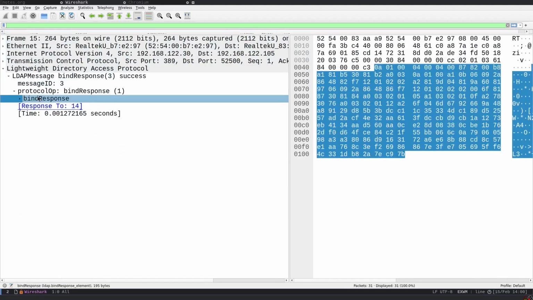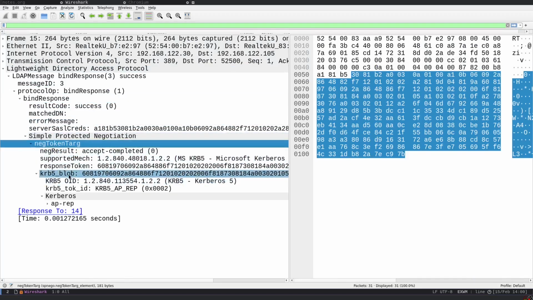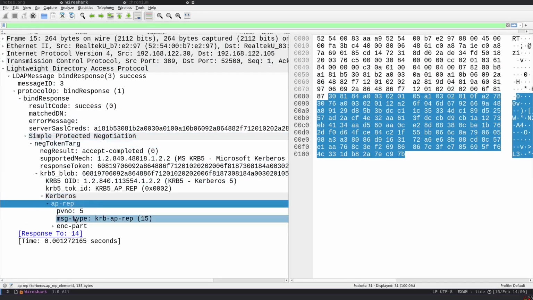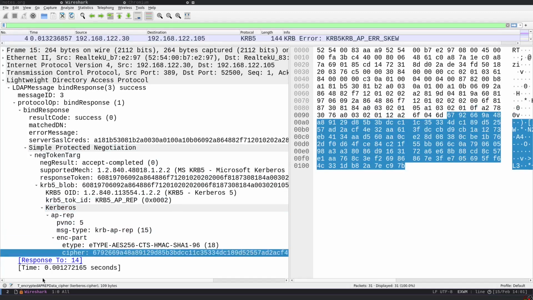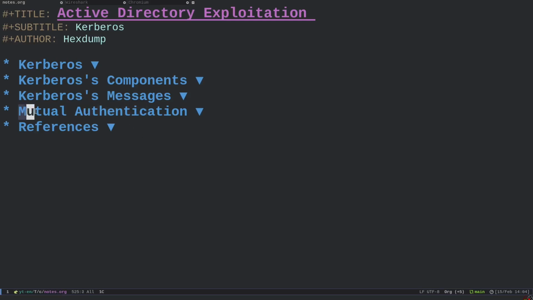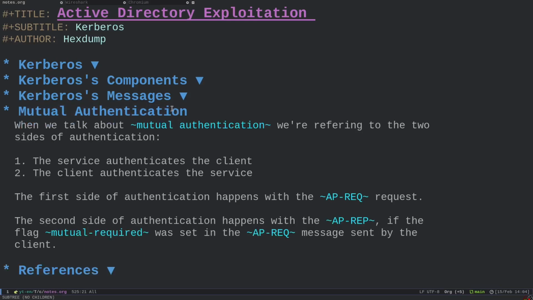In this response, within internal stuff, we find the Kerberos blob, the AP-REP, and the AP-REP just contains the encrypted timestamp to perform mutual authentication. With mutual authentication, we refer to the two sides of authentication. The first side is that the service authenticates the client. This is on by default, and this happens within the AP-REQ request, so the AP-REQ message as we saw.